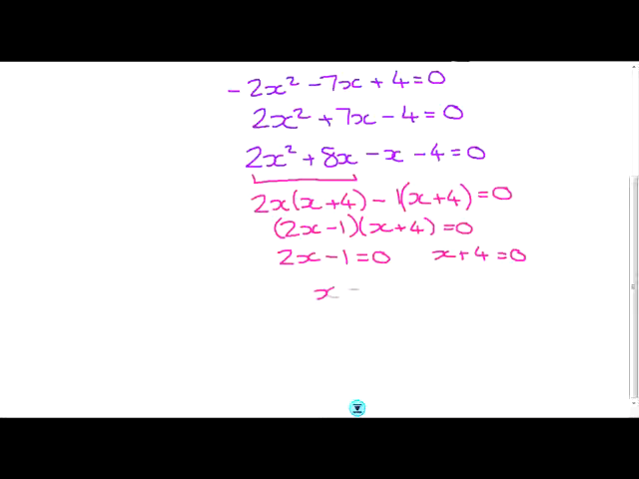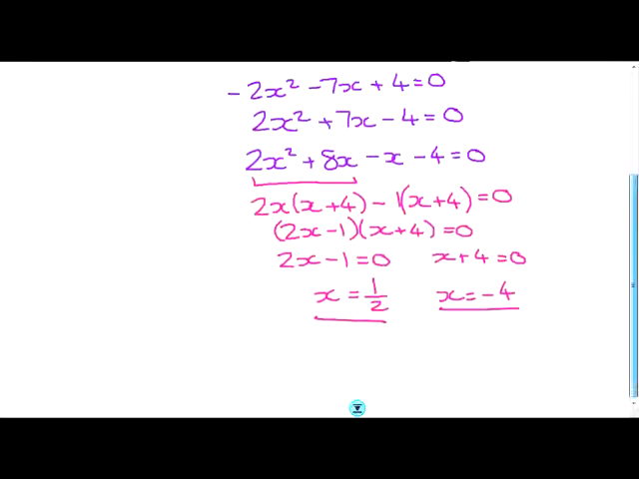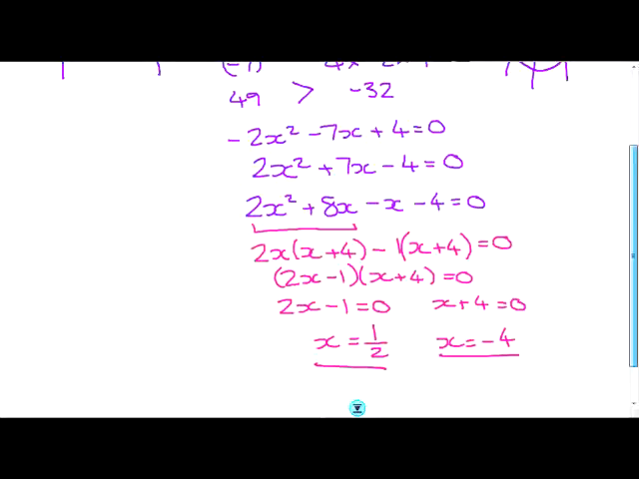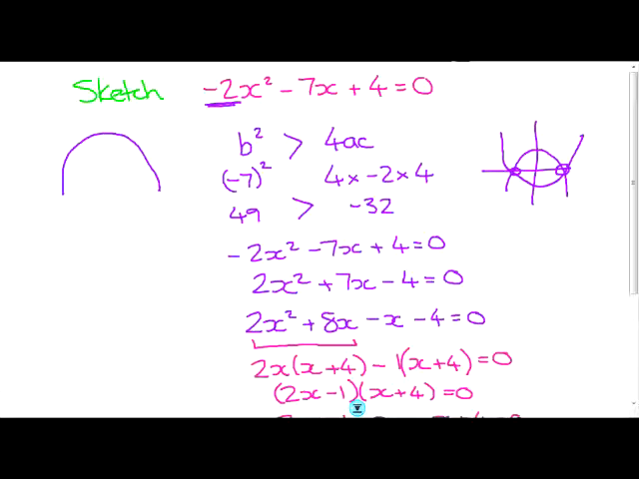So x here would be a half, and x here is negative 4. So this means that these are the different roots, or the different solutions to our graph. So minus 4 and a half. So it means there's going to be my half. Let's, just to make it look slightly realistic, that's minus 4.